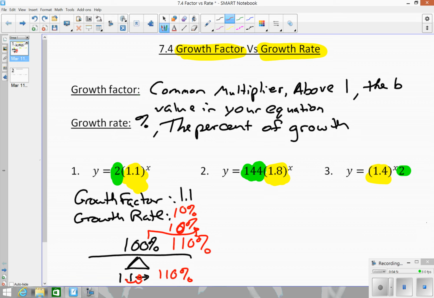Let's try one more example. For number 2, y equals 144 times 1.8 raised to the x power. Your growth factor is what's in your equation, so your growth factor in this case is 1.8. Now, what's your growth rate?